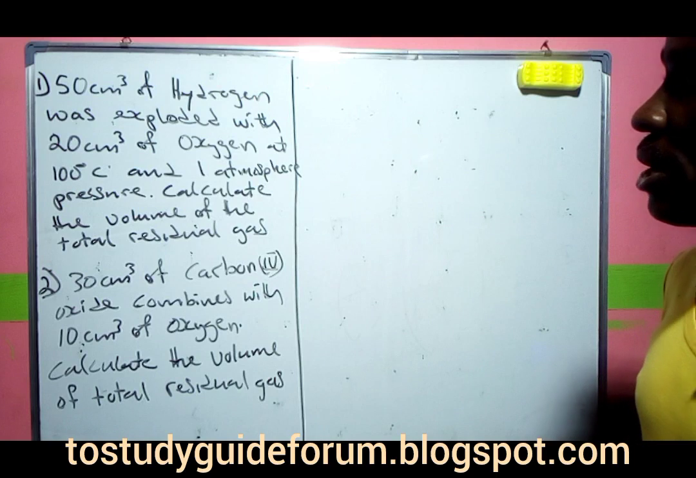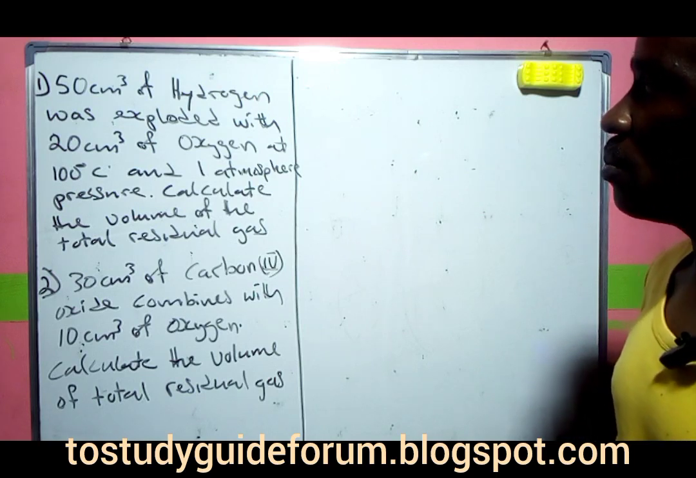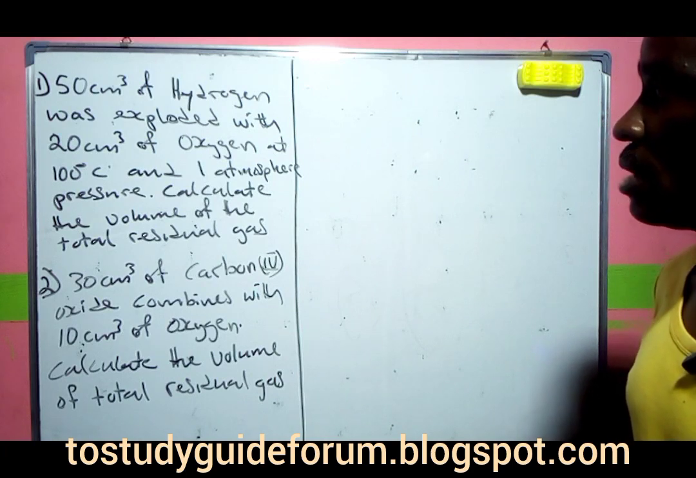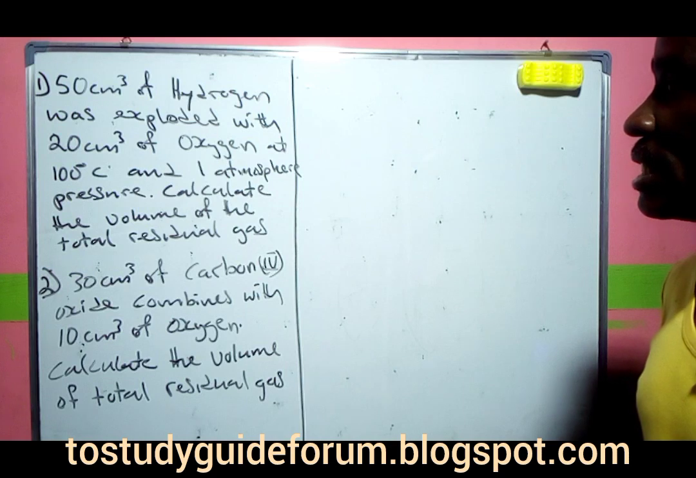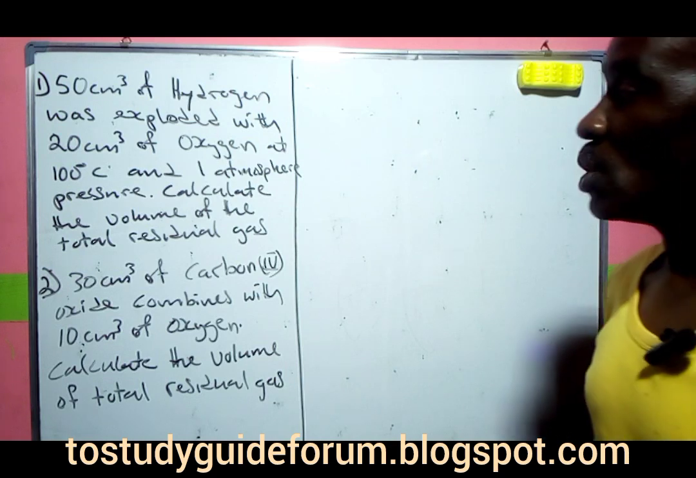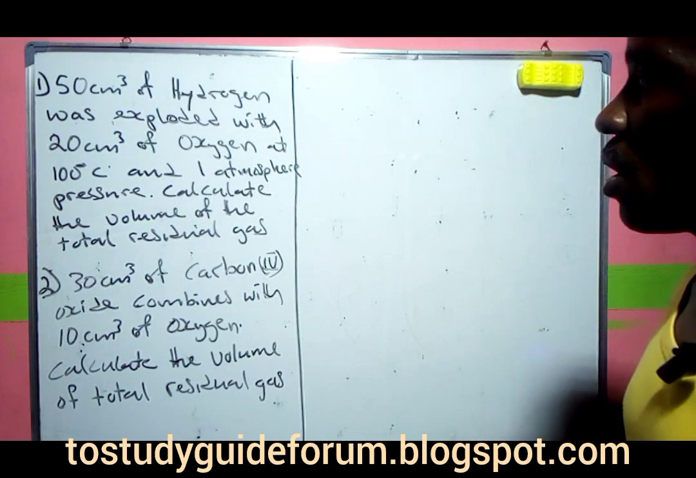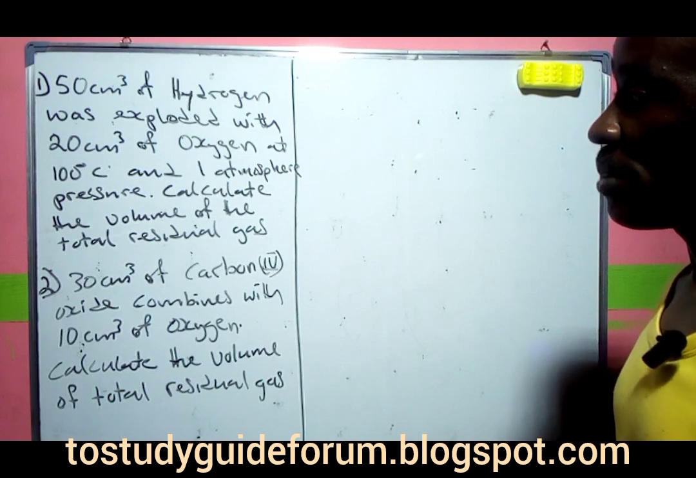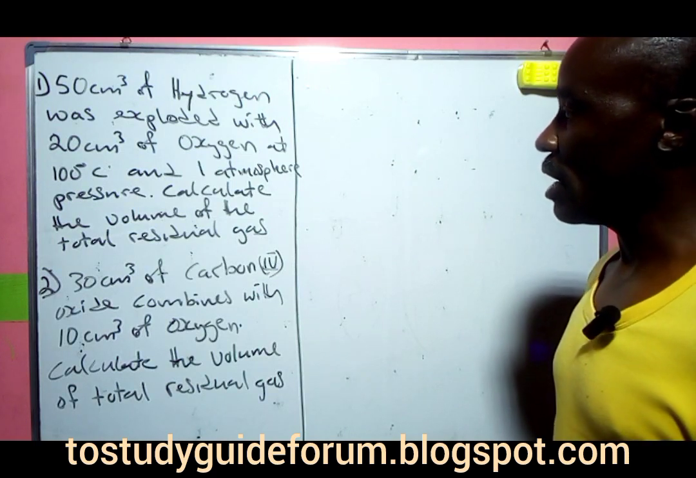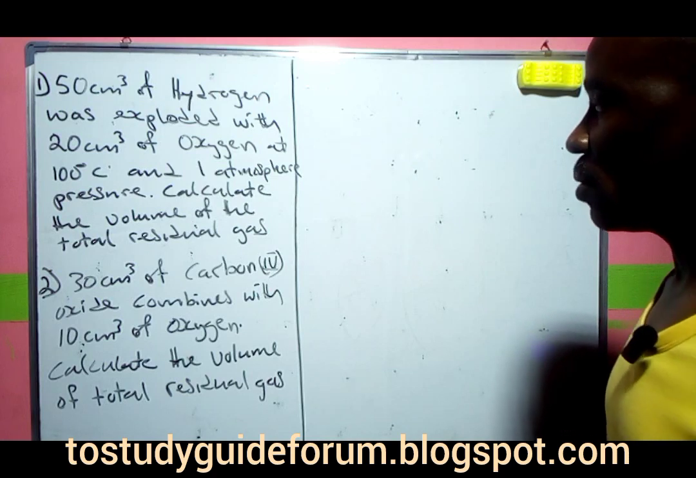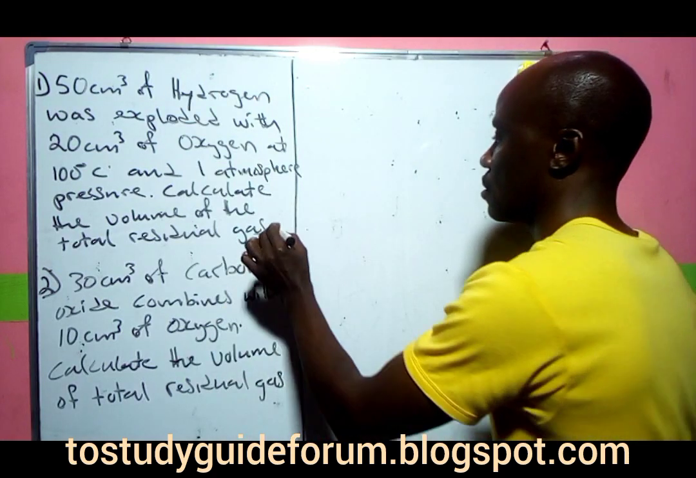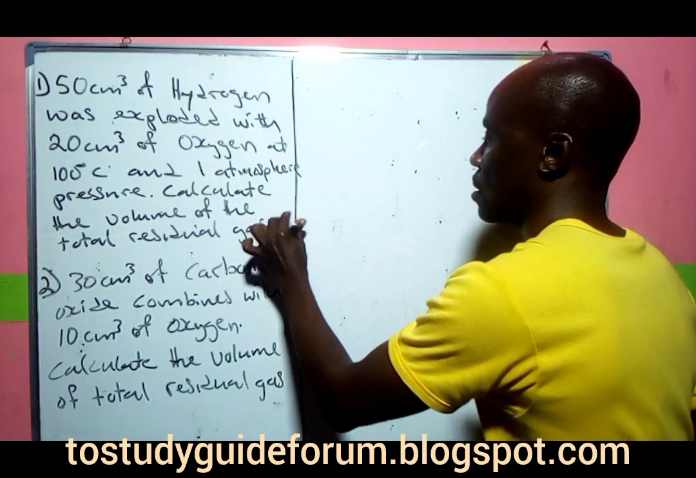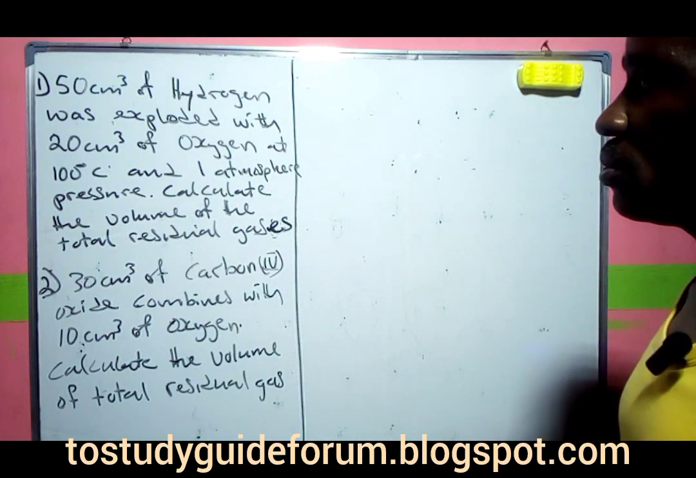Now in this question, they said that we should find the volume. Say 50 cm cube of hydrogen was exploded with 20 cm cube of oxygen at 100 degrees Celsius at 1 atmospheric pressure. Calculate the volume of the total residual gases. We're looking at the total residual gases that it produced there.